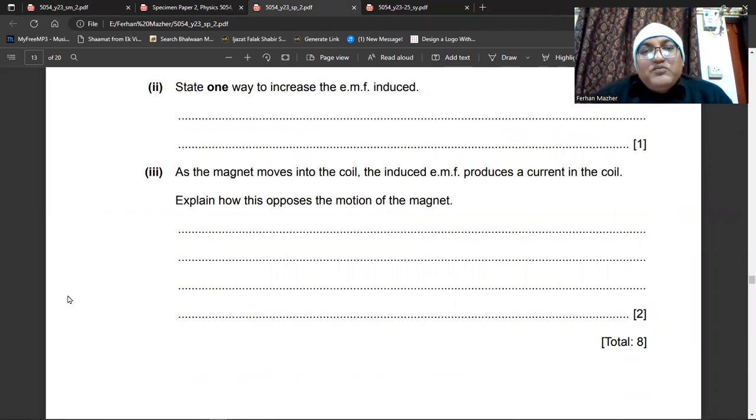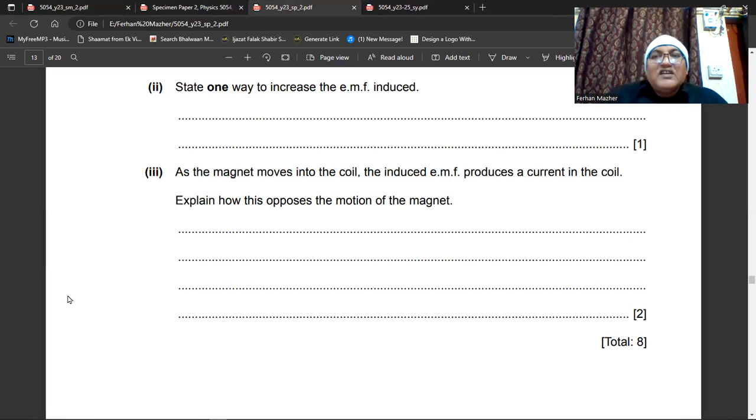Third part is, as the magnet moves into the coil, the induced EMF produces a current in the coil. Explain how this opposes the motion of the magnet. You see, by the motion of the magnet, the EMF is induced in the coil. When the EMF is induced, the coil becomes an electromagnet. The direction of that induced current is always such that the polarity of the electromagnet formed on the coil will oppose the motion of that permanent magnet.